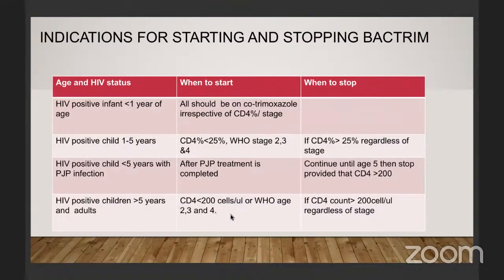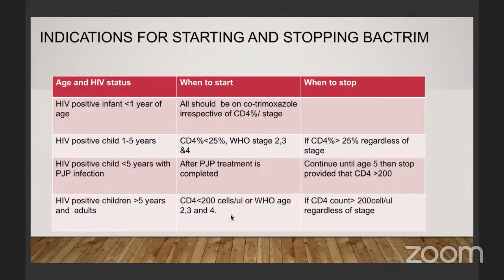So there were indications for starting and stopping Bactrim. It's age and HIV status. If it's an HIV positive infant of less than a year of age, you start Bactrim irrespective of the CD4 count. An HIV positive child between the ages of 1 and 5, you start if the CD4 count is less than 25%, and if they're in WHO stage 2 to 4. You stop it if the CD4 count is greater than 25%.